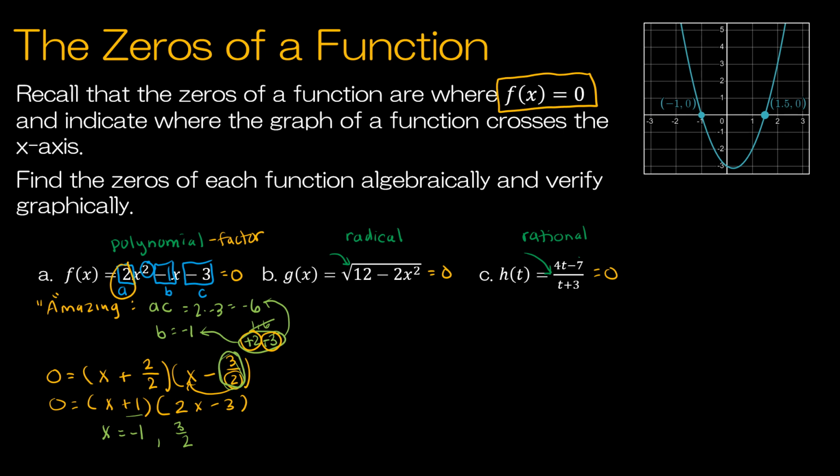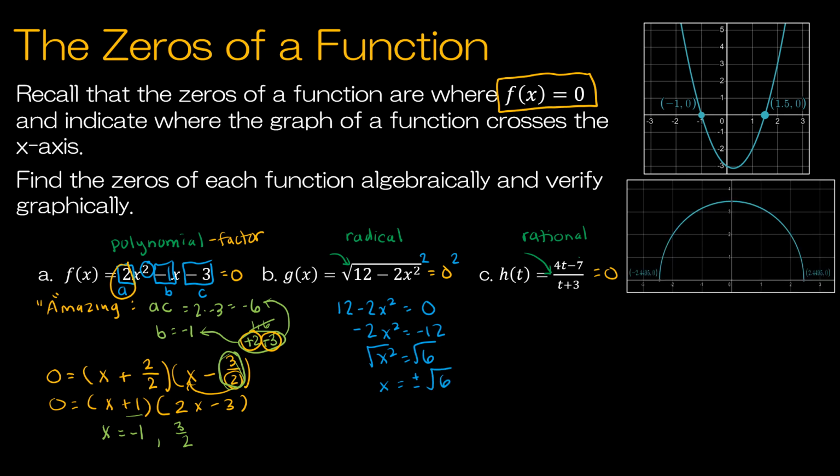Now let's take a look at the radical function. So for a radical function, again, we're just setting it equal to 0. To start solving this, I'm going to square each side. So that gives me 12 minus 2x squared is equal to 0 squared, which is 0. I'm going to subtract 12 from each side. I'm going to divide each side by -2. And then I'm going to take the square root of each side. So I get plus or minus radical 6. And those are the zeros.